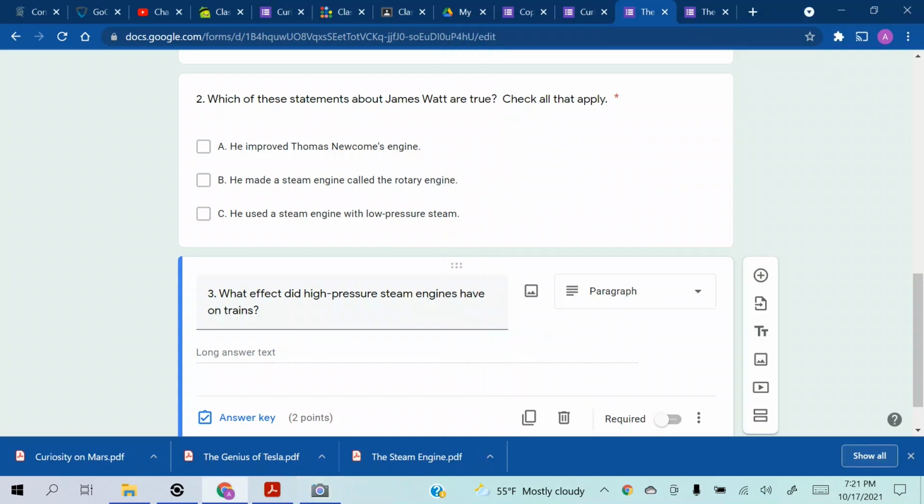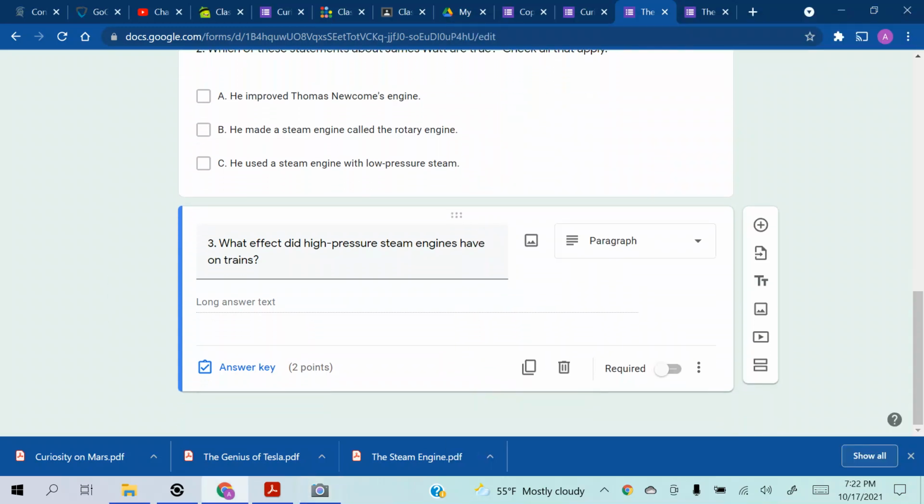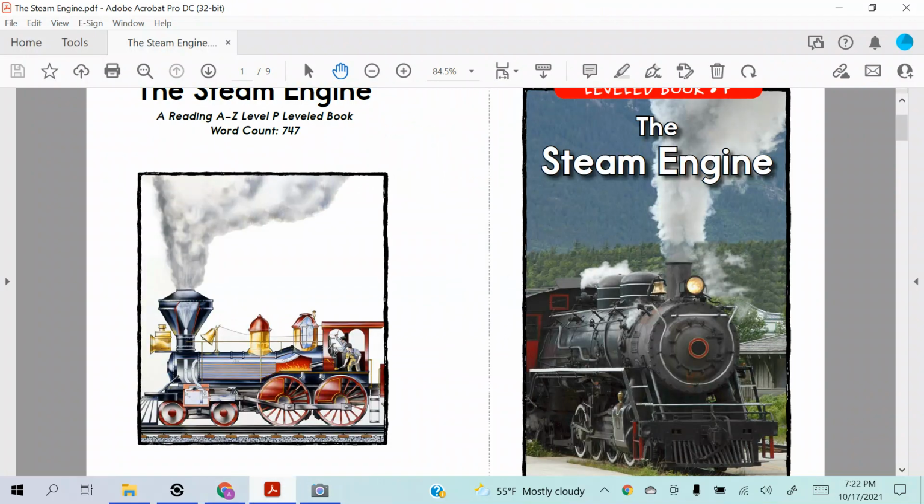All right, and then the last one, what effect did high pressure steam engines have on trains? All right. What affected those engines? How did they change the train? So let's read and find out. The steam engine.